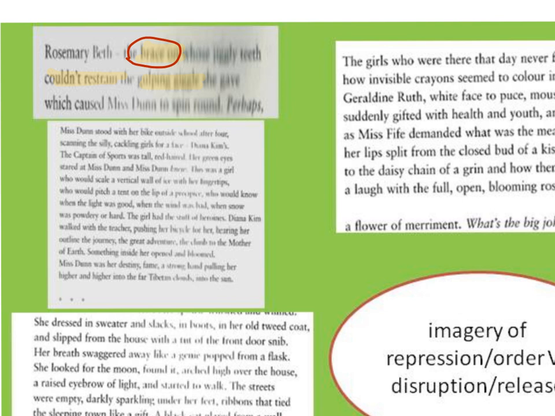Obviously she's wearing a brace to correct her teeth, but the symbolic nature of that item shows a struggle to stifle. You can see there it couldn't restrain the gulping giggle. As we explored in the context video, the laughter is an extended metaphor for the rise of feminism and rebellion. Even the word gulp could also link to the idea of water, of course. I know you can gulp air, but you can also gulp water. So we explore that with our nature imagery as well.